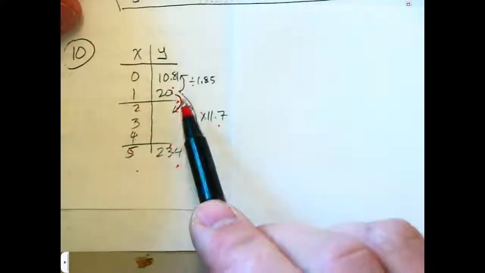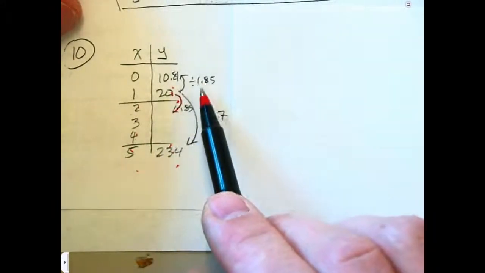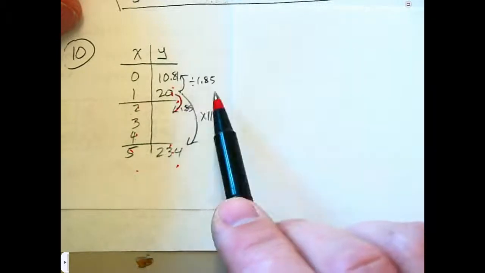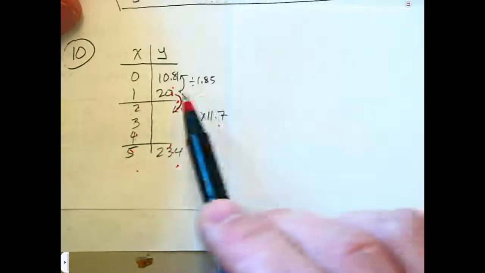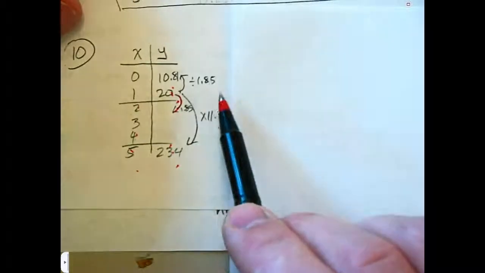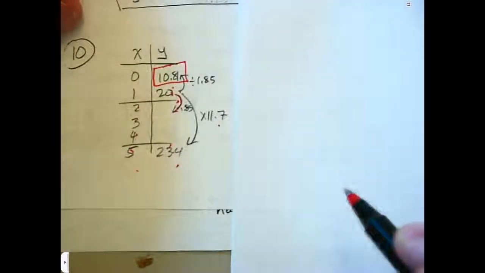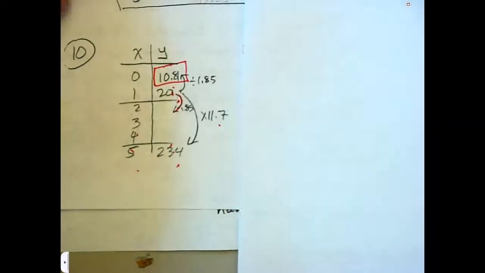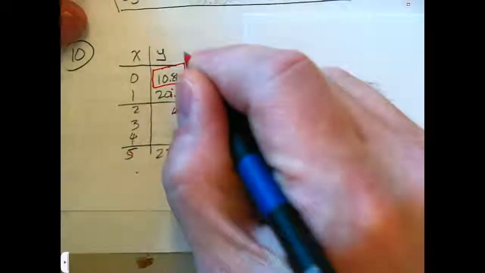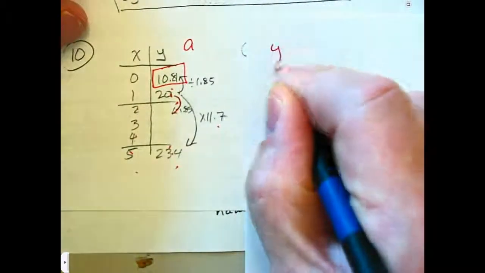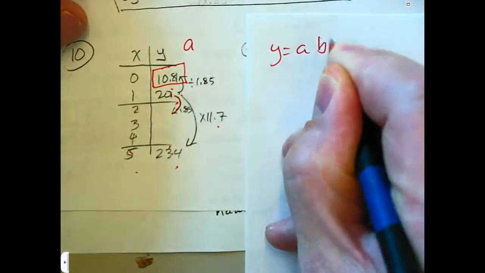But when I actually divided 20 by 1.85, I divided it by the fourth root of 11.7. Okay? Which gave me 10.81. Why do I want that number? That is your a value in the form y equals ab^x.